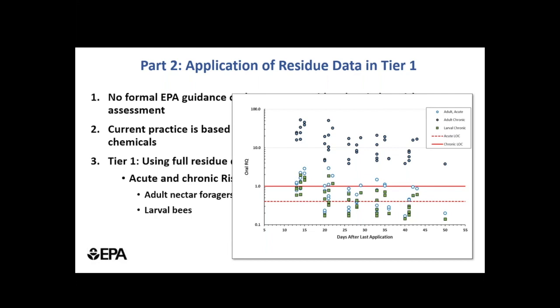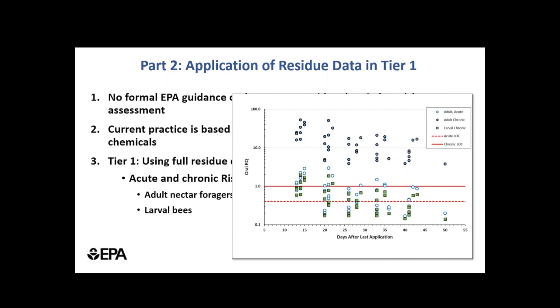And the solid red line is the level of concern of 1, and that applies to chronic exposures. And the dashed red line is a level of concern of 0.4, and that's for acute exposures. And so what we can do here is evaluate the change in risk over time, and we can evaluate how the risk changes by the different life stages of bees as well as the different castes.